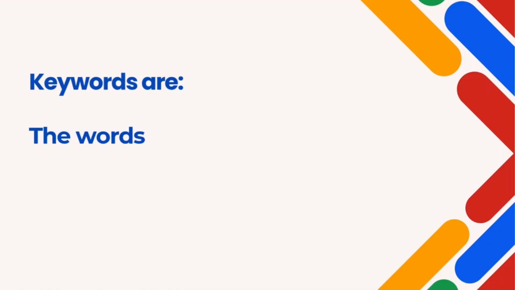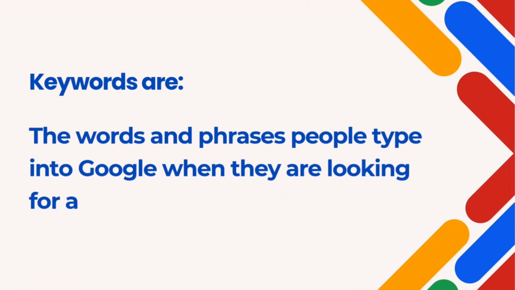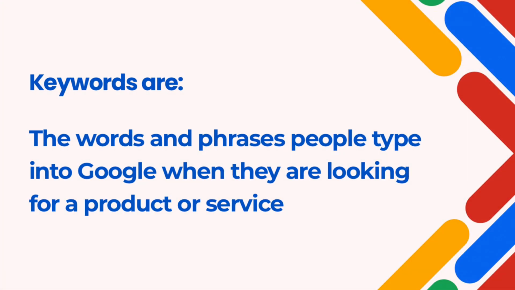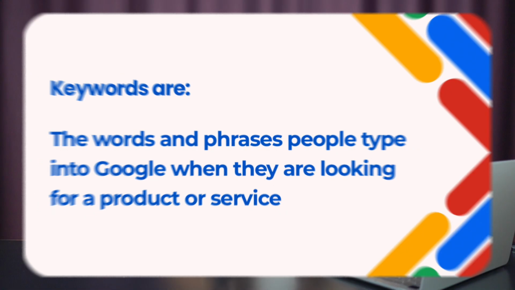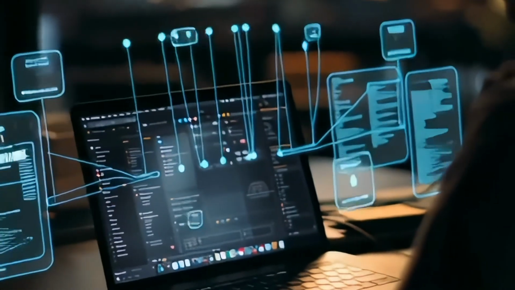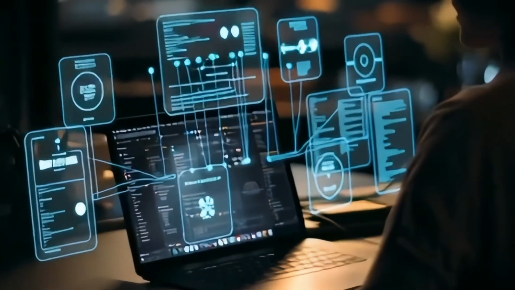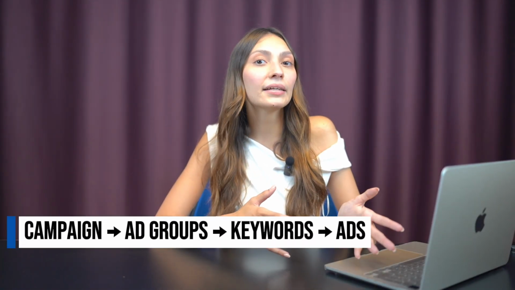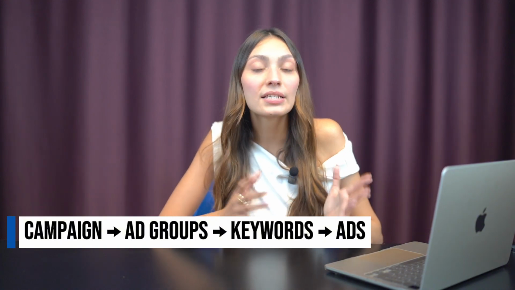After that, you need keyword research. Keywords are the words and phrases people type into Google when they are looking for a product or a service. To find keyword ideas, use the Google Keyword Planner. Tools, Planning, Keyword Planner. You can search for new keyword ideas, check search volume, and understand what people are actually searching for. Your Google Ads structure usually looks like this: campaign, ad groups, keywords, ads.